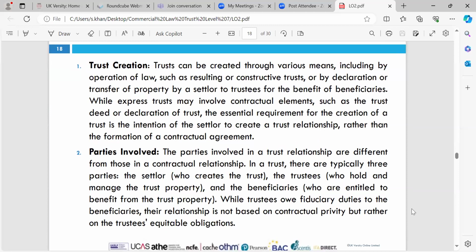Trust creation. A trust can be created through various means, including by operation of law, such as resulting or constructive trusts, or by declaration or transfer of property by a settlor to the trustees for the benefit of the beneficiaries. While an express trust may involve contractual elements, such as the trust deed or declaration.